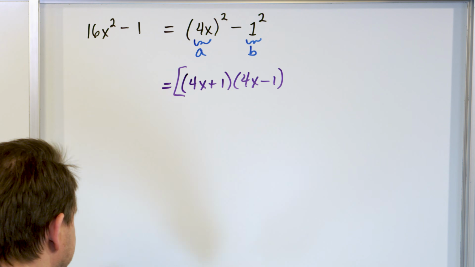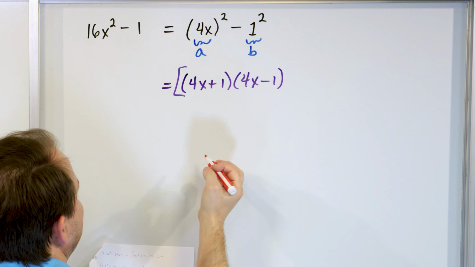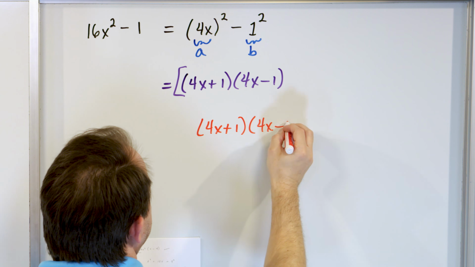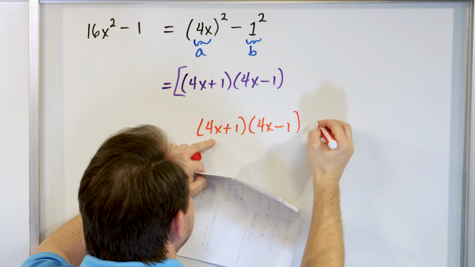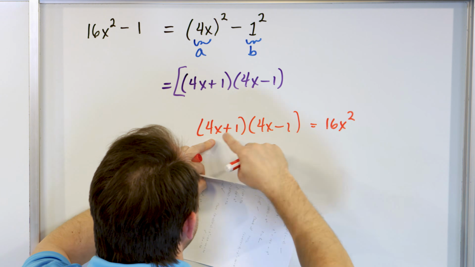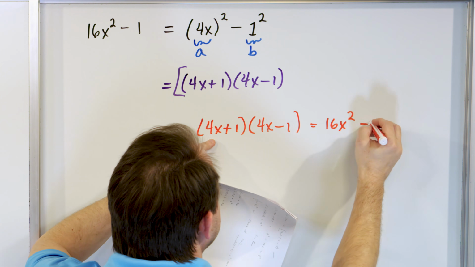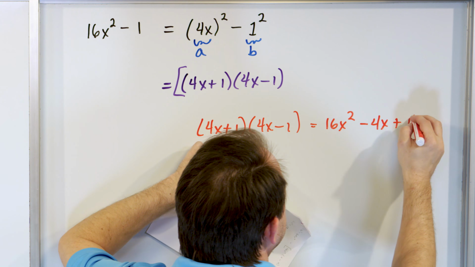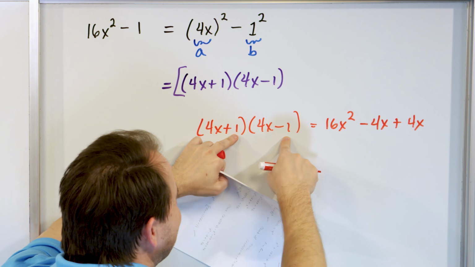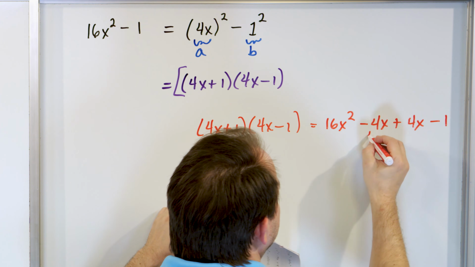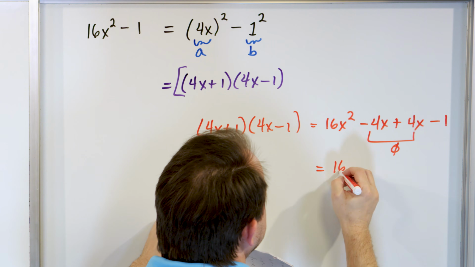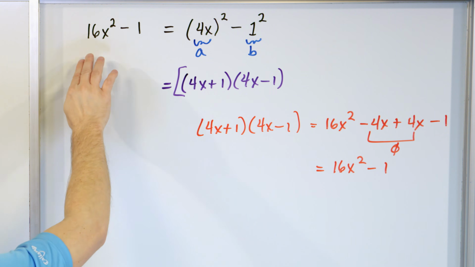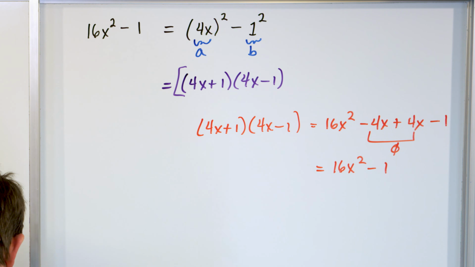And if you want to check that, which I encourage you here in the beginning to do, I would check it as follows. I would say 4x plus 1, 4x minus 1. First terms, 4 times 4 is 16x squared. This times this is just times negative 1, so it's negative 4x. These two terms are positive, so it's just going to be positive 4x. And then these last terms, 1 times negative 1 will just give you negative 1. These cancel. So all you have is 16x squared minus 1. It's exactly what I started with. But the key is trying to always write it as a difference of two squares.